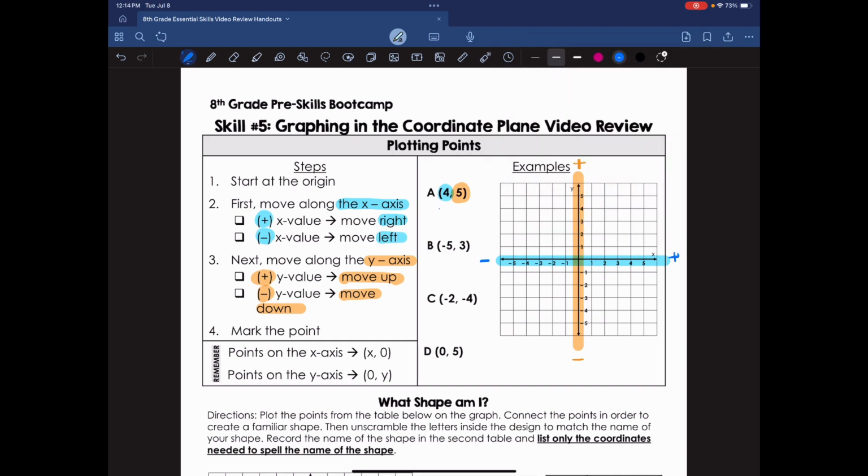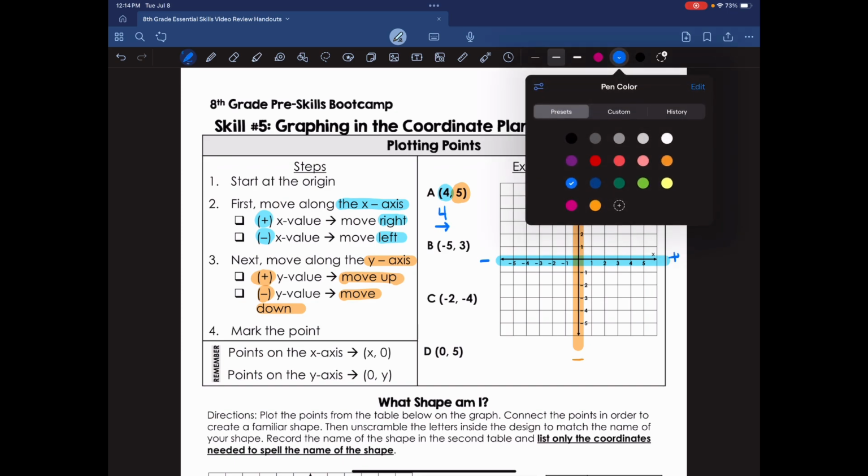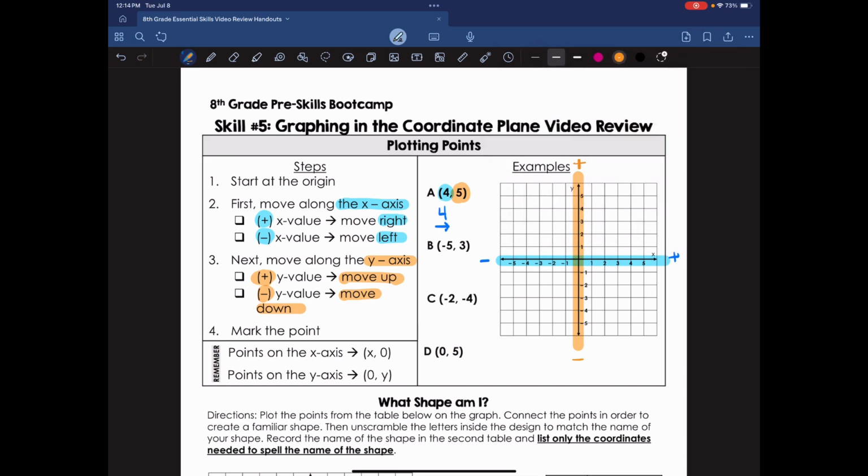If I have a positive 4, that means I'm moving to the right, because remember my x-axis always moves left or right. And then when I think about my y value, I have this positive 5. Since it's positive, that means we're going to be moving up. So if I put both of those together, I start at the origin, I move 4 to the right and 5 up. That puts me in quadrant 1 like we were expecting, and I can label that point A.